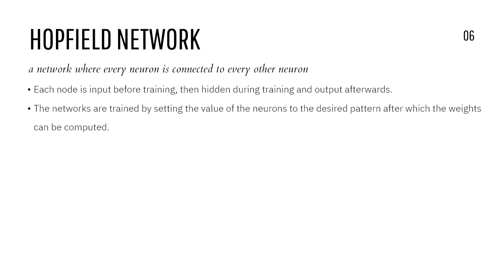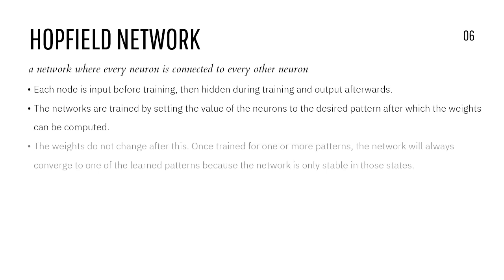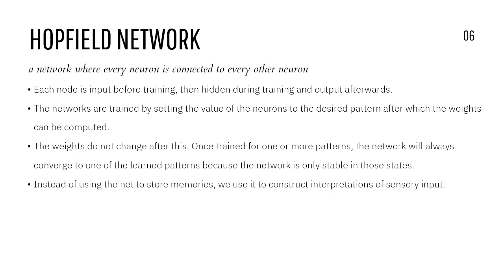The network is trained by setting the value of the neurons to the desired pattern, after which the weights can be computed. And the weights do not change after this. Once trained for one or more patterns, the network will always converge to one of the learned patterns because the network is only stable in those states. That's why it is interconnected between all other neurons. Instead of using the net to store memories, we use it to construct interpretations of sensory input.